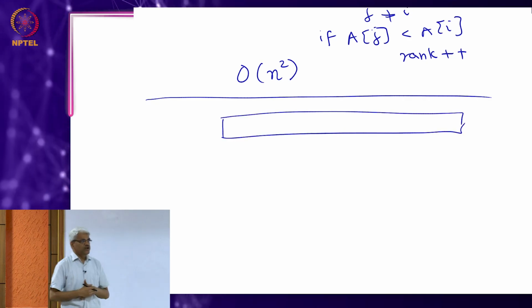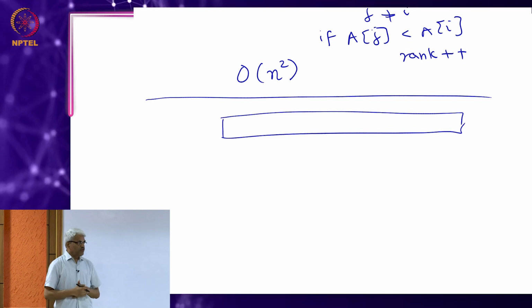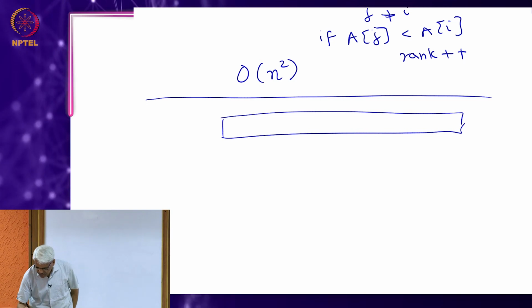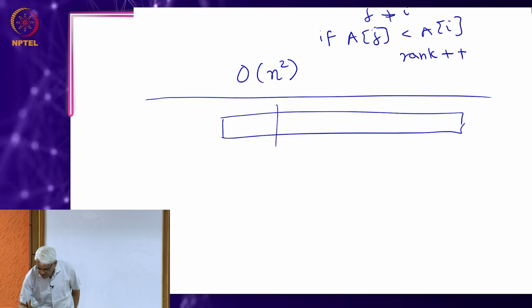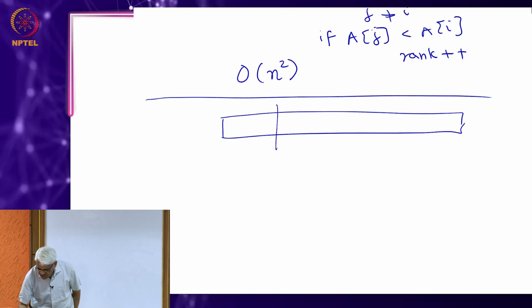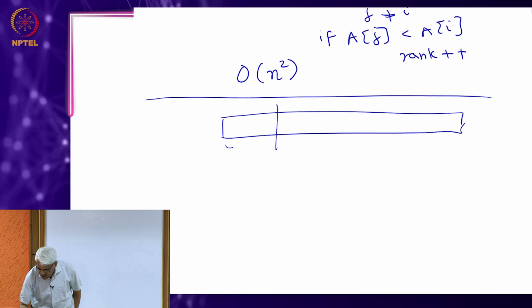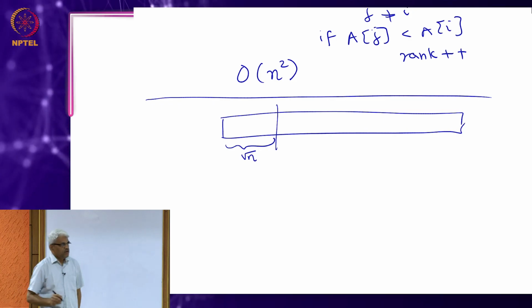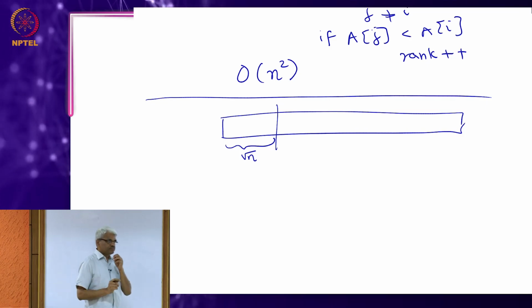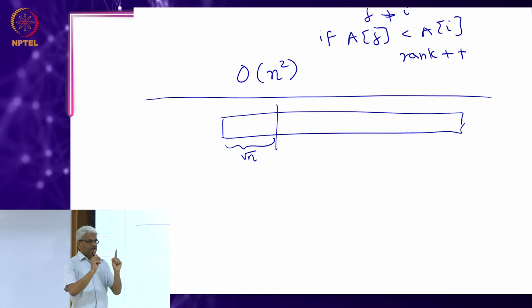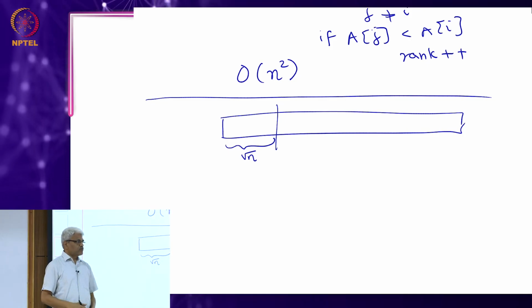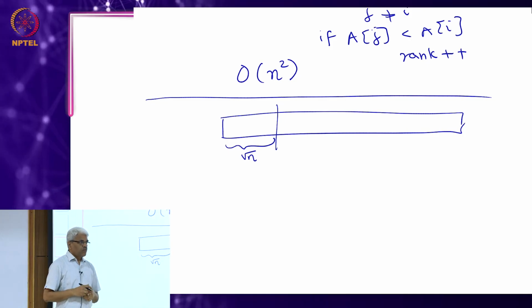I have this array in read-only memory. I want to find the median. So what we'll do? I take the first square root of n elements and find the median there, the median in that block. How much time will it take? With constant space. Why?